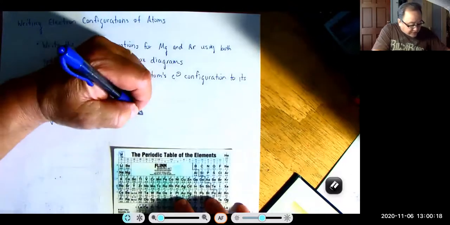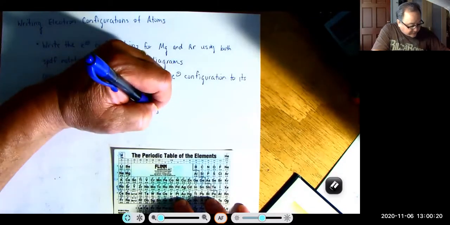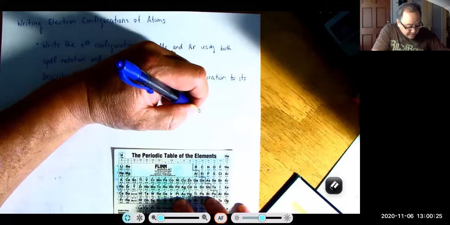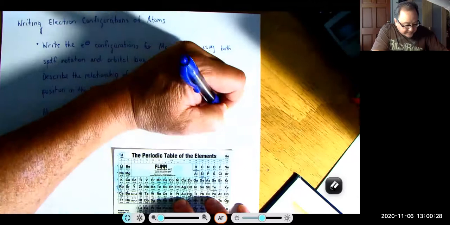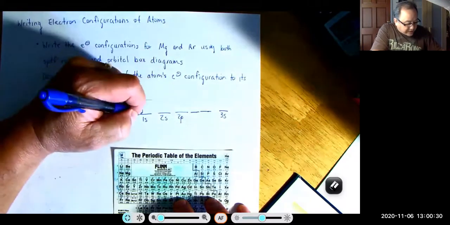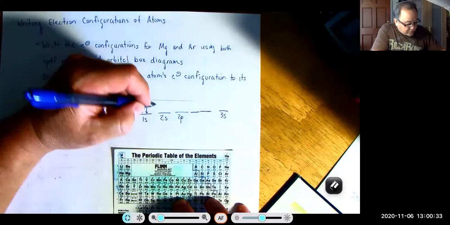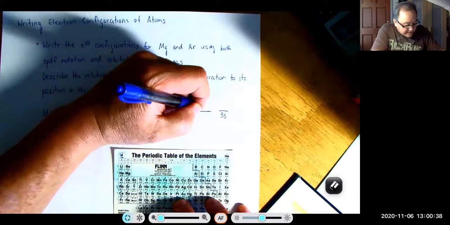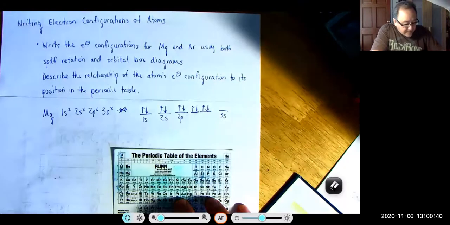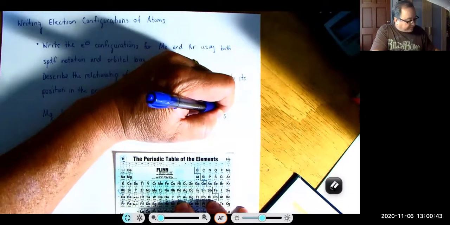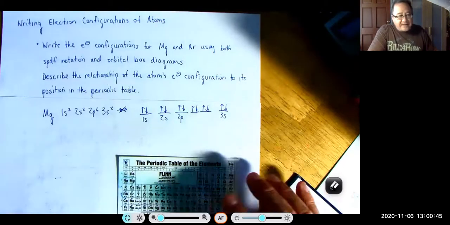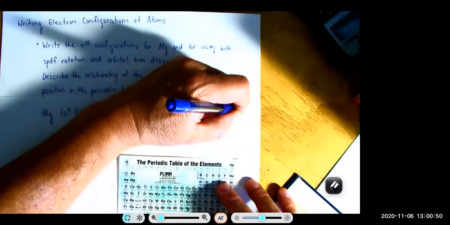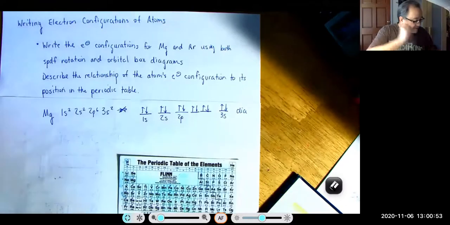The box notation is going to look like this: 1s, 2s, 2p, and then 3s. So 1s looks like that. 2s looks like that. 2p looks like that. And 3s looks like that. Is this paramagnetic or diamagnetic? Dia. Is dia. Okay. Now how about argon?